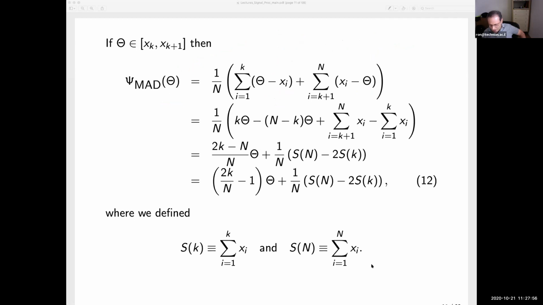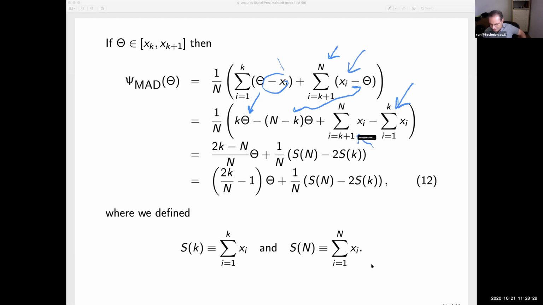So from this term, what I will be getting is k times theta. Now I also have, from summing over this part, n minus k thetas that I'm getting with a minus sign from here. Now what I'm left with is nothing but summing over my minus xi, which I'm getting here, and summing over my xi, which I will be getting here.